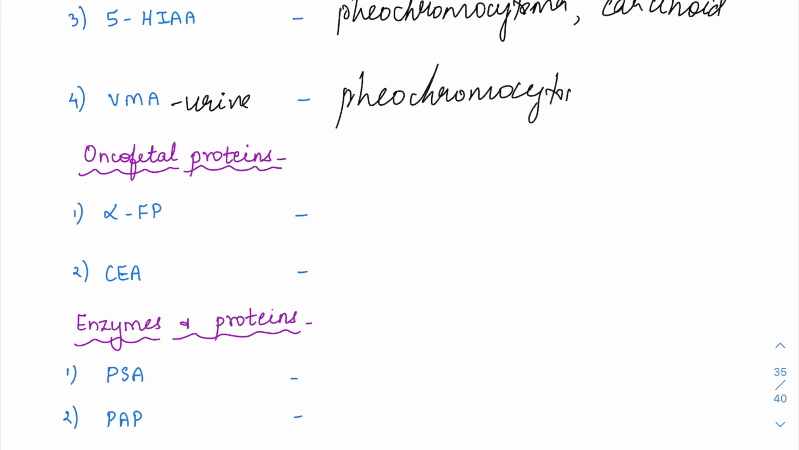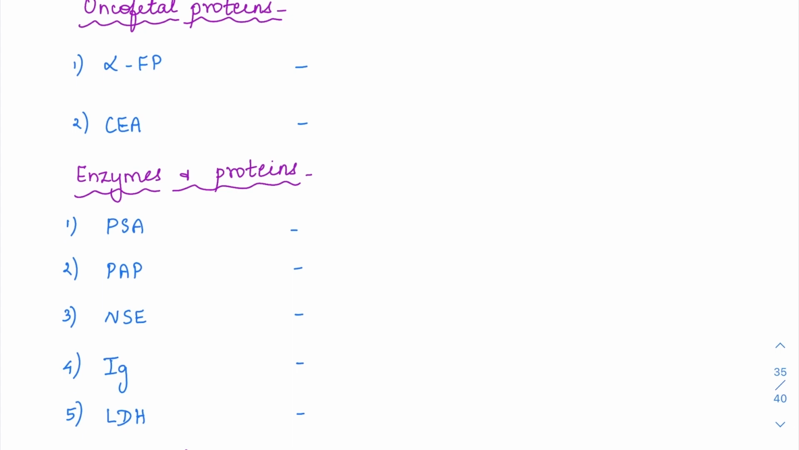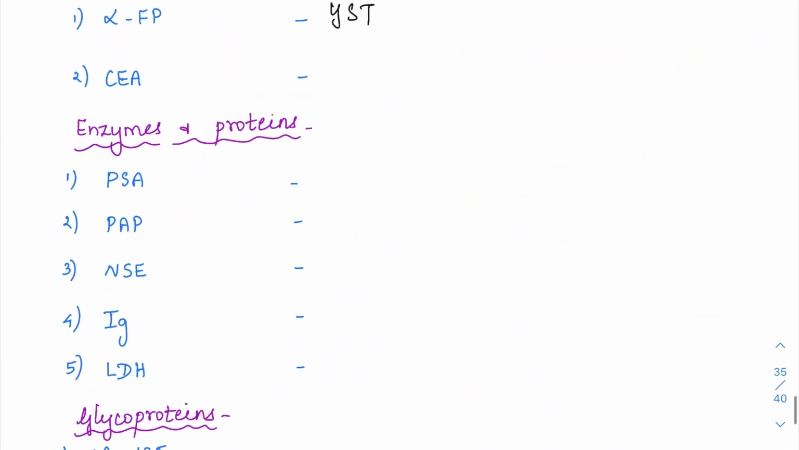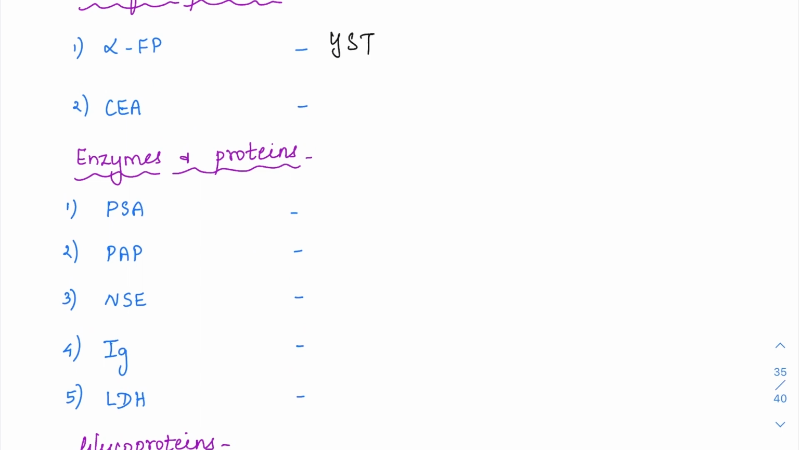Then oncofetal proteins. Normally these oncofetal proteins are expressed during the fetal life only. During tumorigenesis, these are again going to be expressed. So alpha fetoprotein is expressed by yolk sac tumor. This was used as a serum marker also, right? In immunohistochemistry also we had used it, and it's also a tumor marker. Alpha fetoprotein is also seen in hepatocellular carcinoma and hepatoblastoma. Hepatoblastoma is seen in kids, while hepatocellular carcinoma is seen in adults and kids.